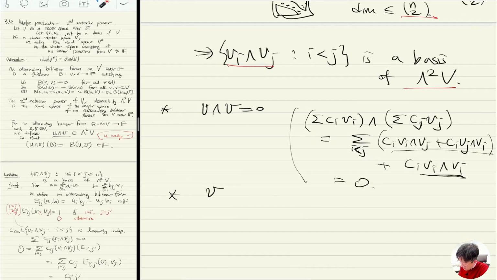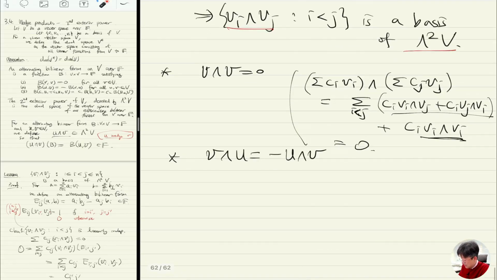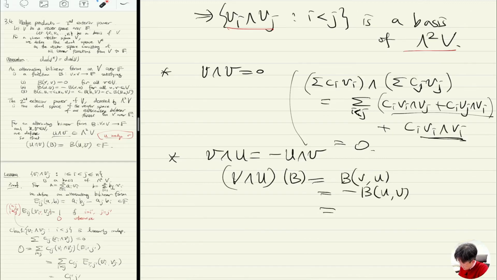And v wedge u is minus u wedge v. That's easy. Why? Well, if I have a bilinear form b, then this is b of v, u, and that's minus b of u, v. That's equal to minus u wedge v applied to b, right?